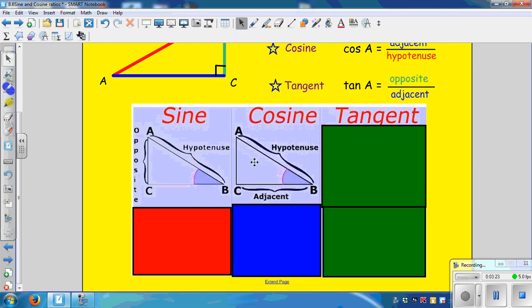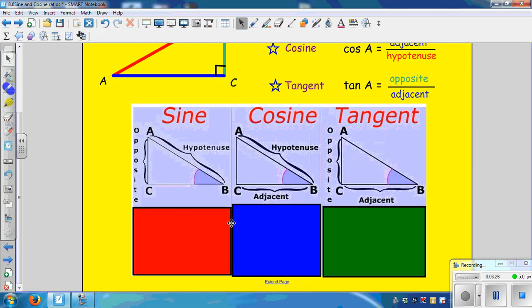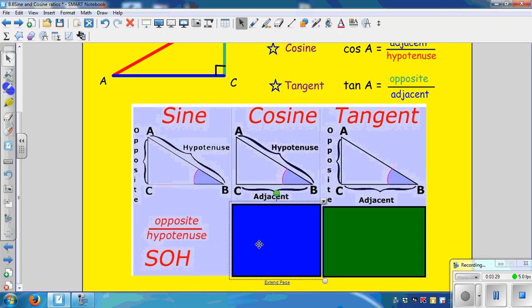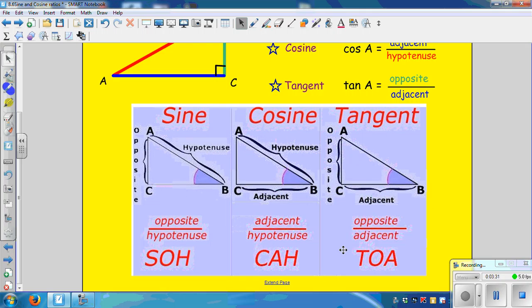So this is just a recap of the 3 relationships as well as the ratios. An important mnemonic to remember, or a way to memorize the sine, cosine, and tangent relationships, is SOH, CAH, TOA. S, or sine, is opposite over hypotenuse. Cosine is adjacent over hypotenuse. And TOA, tangent, is opposite over adjacent. SOH, CAH, TOA, or SOHCAHTOA.